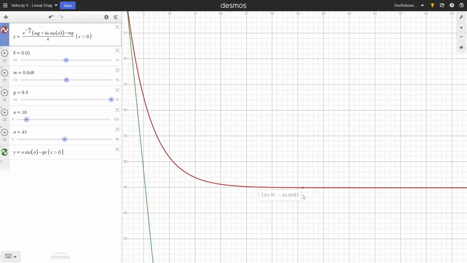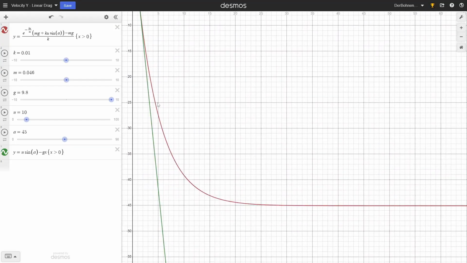Remember, the y axis is the velocity, what we're looking at, and it levels off at a velocity of about minus 45. And remember, when we calculated the terminal velocity, we calculated it to be about 44.6 or something. So it's very close to the terminal velocity that we put in. Obviously, we kind of rounded it off, which is why it's not exact. But it's very interesting that you can see it just keeps decreasing until it reaches that terminal velocity that we calculated earlier.